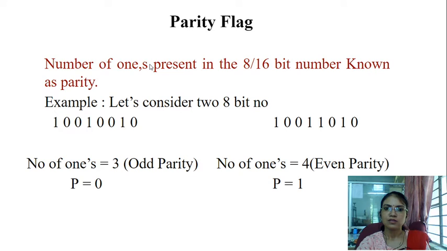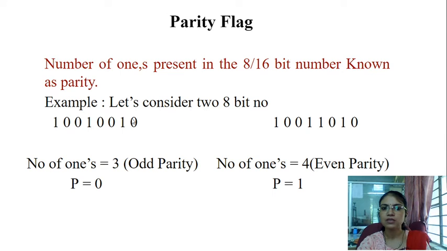Parity is nothing but, suppose one 8-bit number is given. In that 8-bit number, how many ones are present? That number indicates its parity. The number of ones present in an 8/16-bit number is known as the parity. In this complete 8-bit number that is given, how many ones are present will show the parity of that particular number.